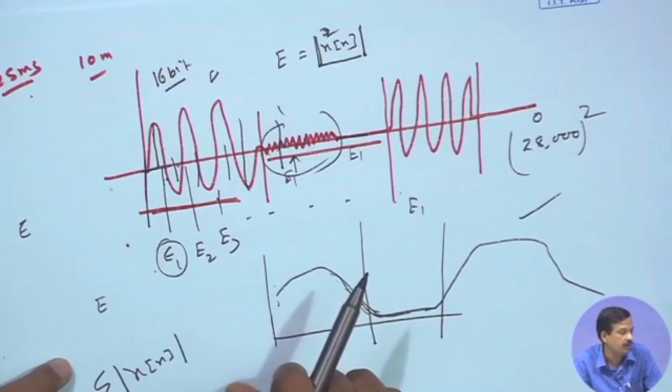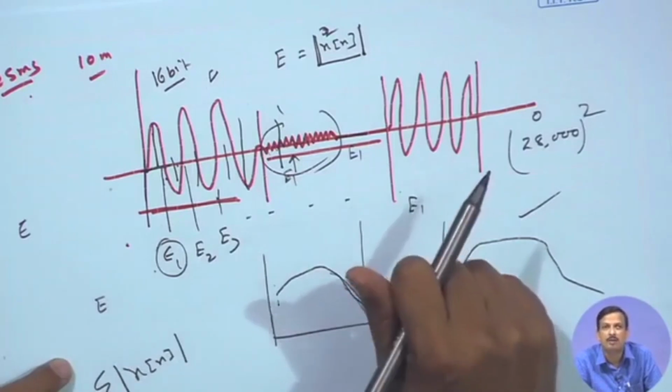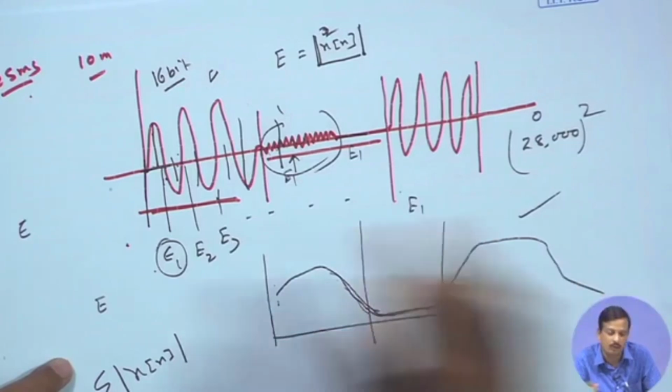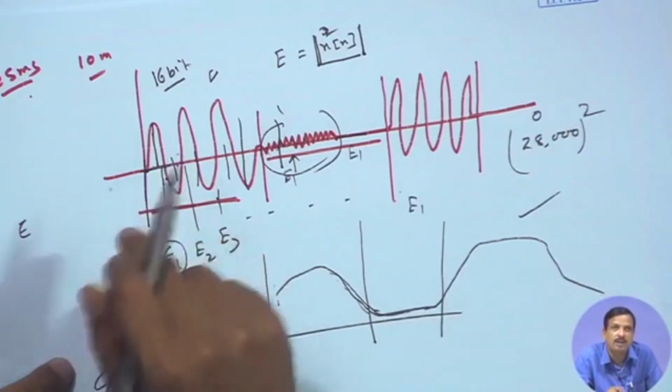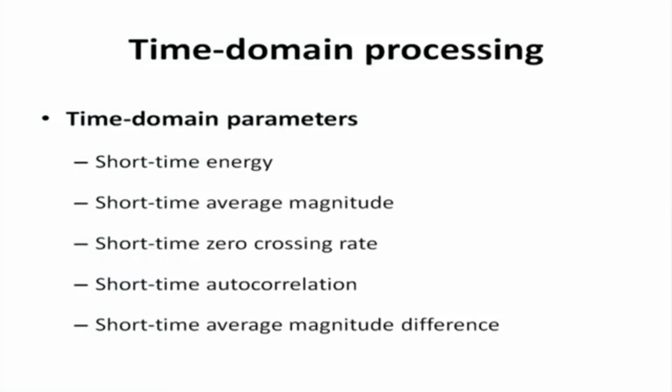So, short term energy and short term zero crossing can be used. The number of zero crossings can be one parameter, a time domain parameter. For each frame I have to extract the number of zero crossings. Then I come to short time auto correlation, then short time average magnitude difference. Those are the parameters I can use from the speech signal, and every parameter has its own purpose also. Okay. Now, I will come to that one by one.